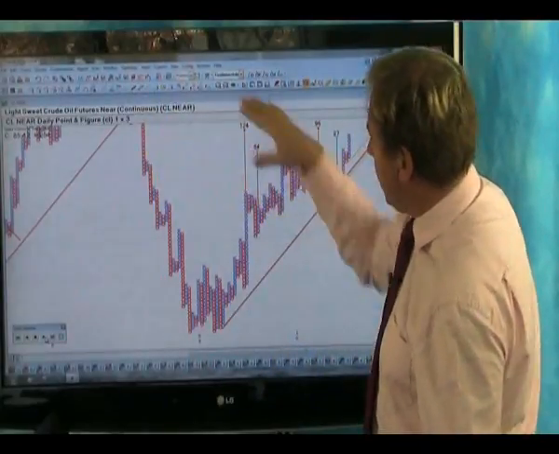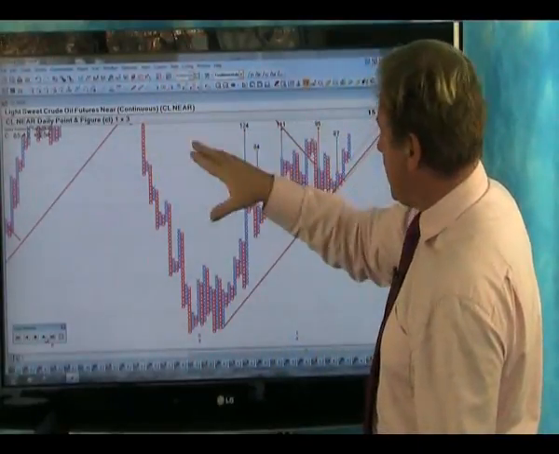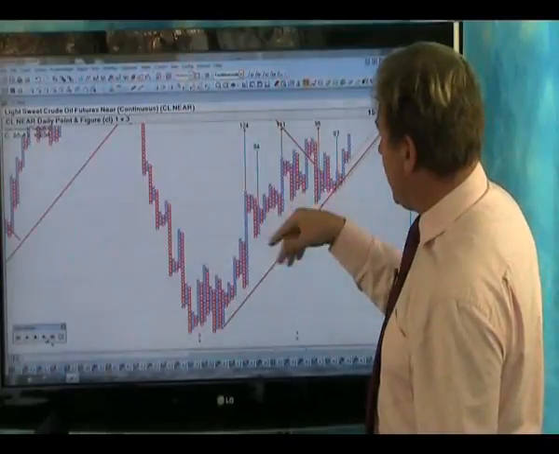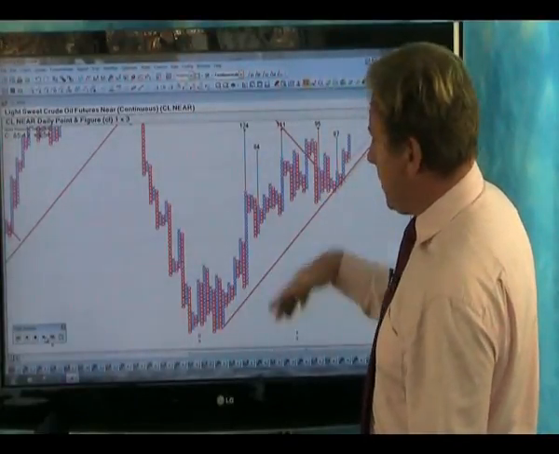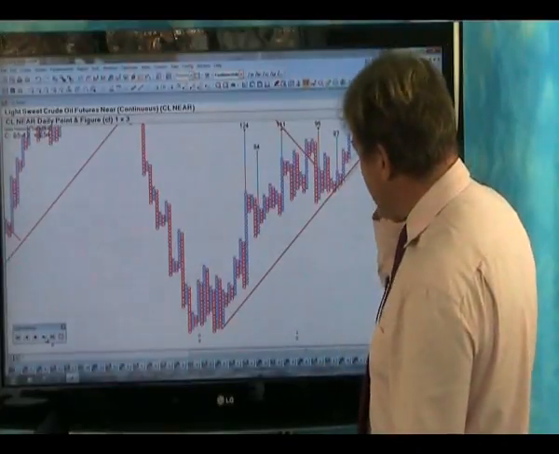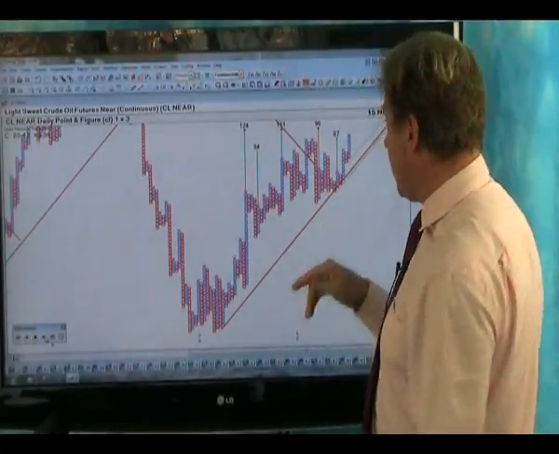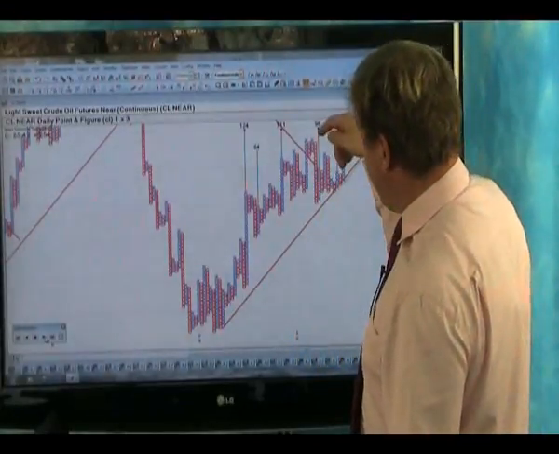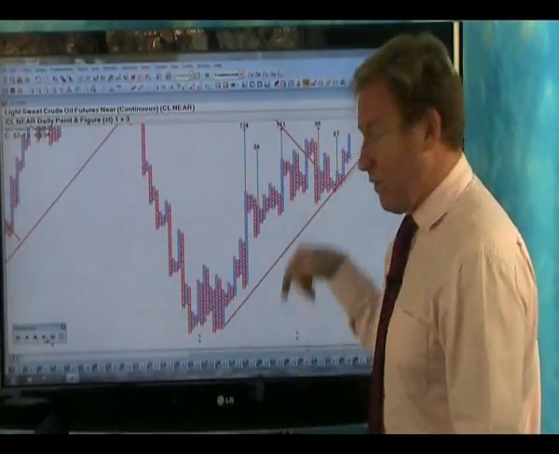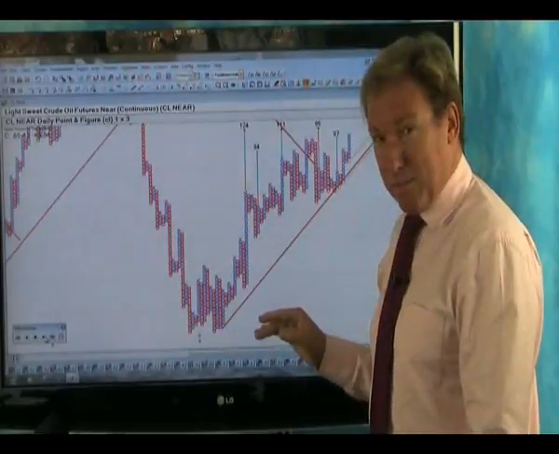Here we see the point and figure targets for oil. This is WTI: 124, 111, 96, 87 was met. So we do have upside targets. The most significant thing about last week was that when we did get that new high, and we got a closing high, that negated the downside target of 35, which was taking us back to the bottom of the range.